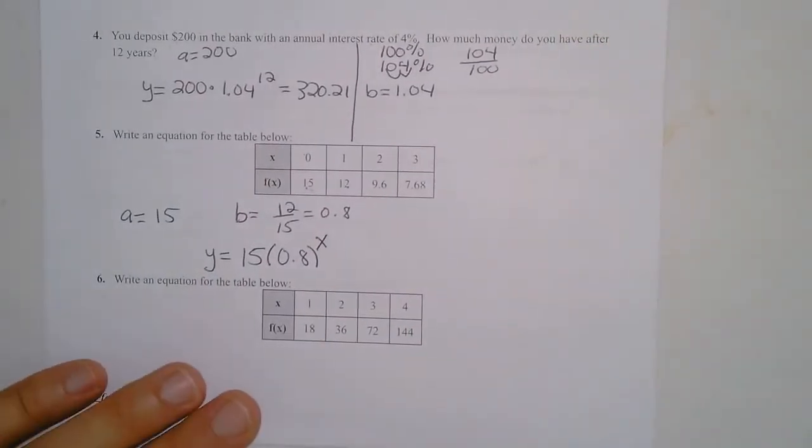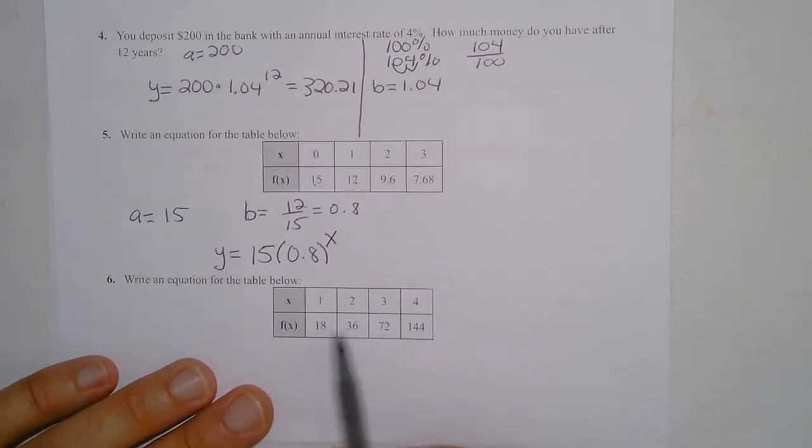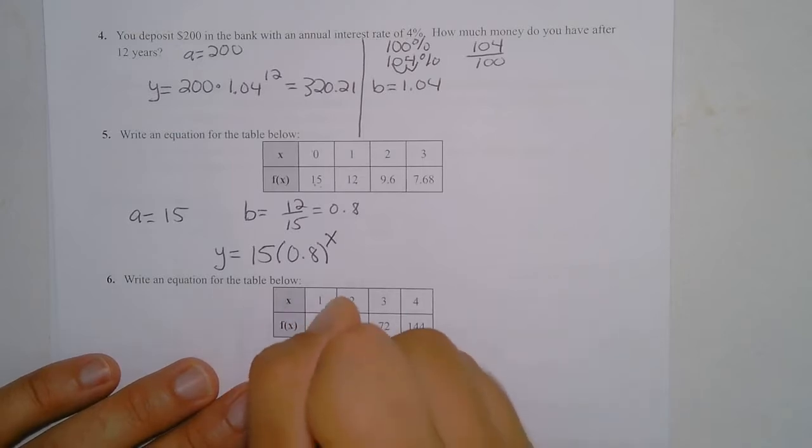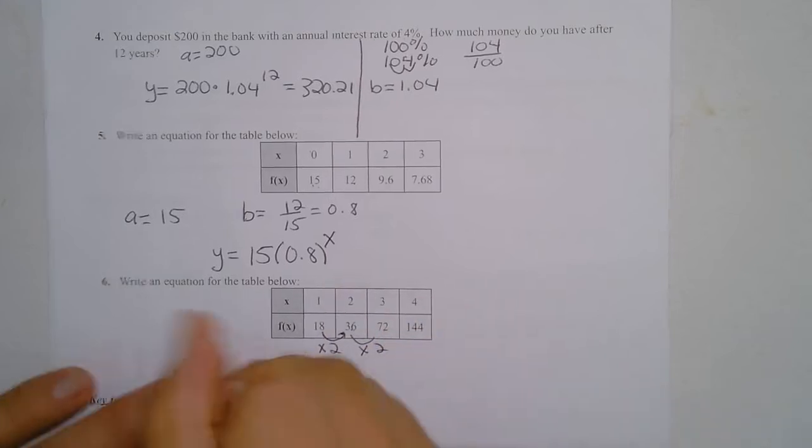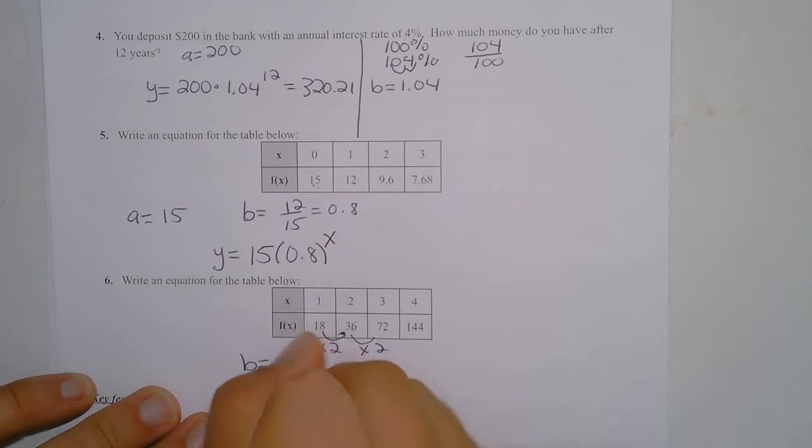So here, if we are creating a function, we have to figure out, well, what are we multiplying by? So 36 divided by 18, that's times 2. And same thing here, 36 times 2 is 72. So b is equal to 2.